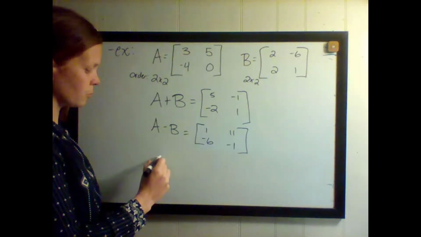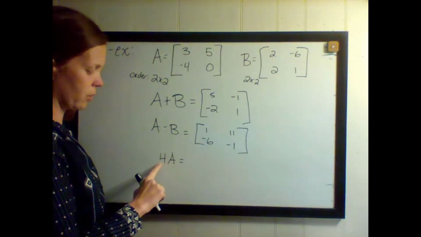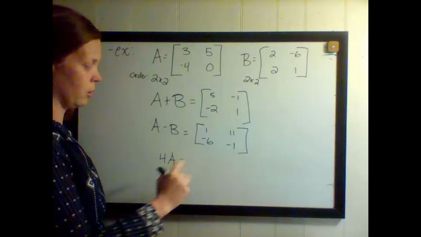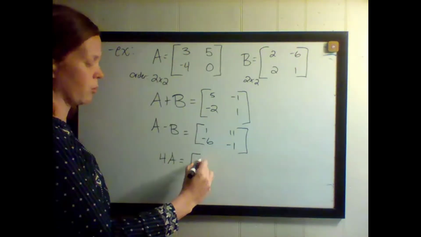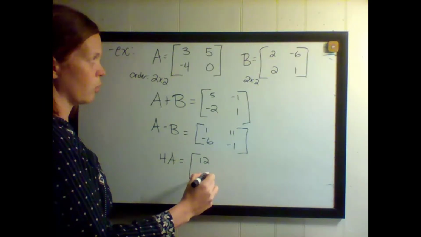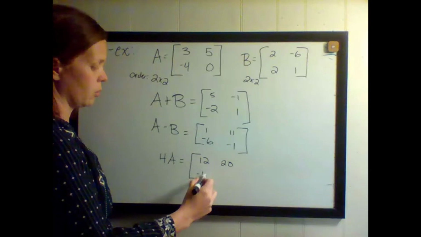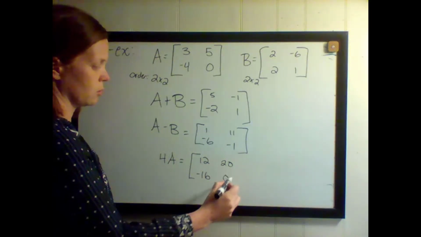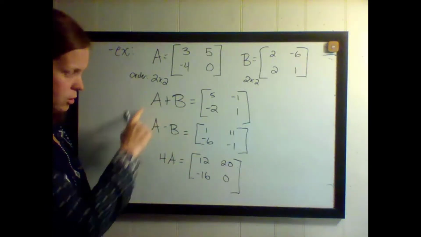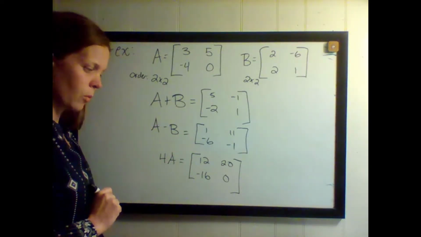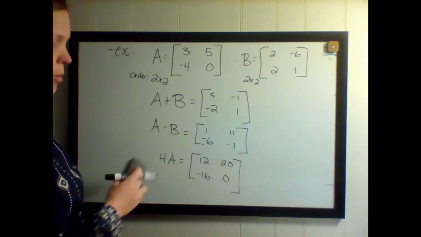How about 4A? Here's where we have a scalar: 4 times each value in A. So I look at A, and for each one of these, I'm going to multiply by 4. 4 times 3 is 12. 4 times 5 is 20, 4 times -4 is -16, 4 times 0 is still 0. Those would be my new matrices based on my operations. So that's add, subtract, and scalar multiplication.